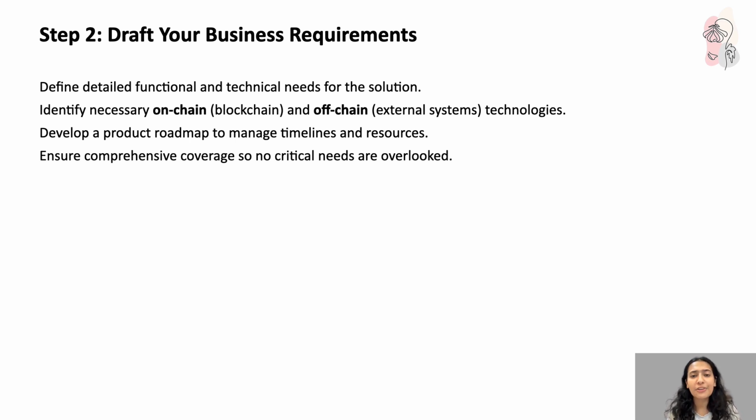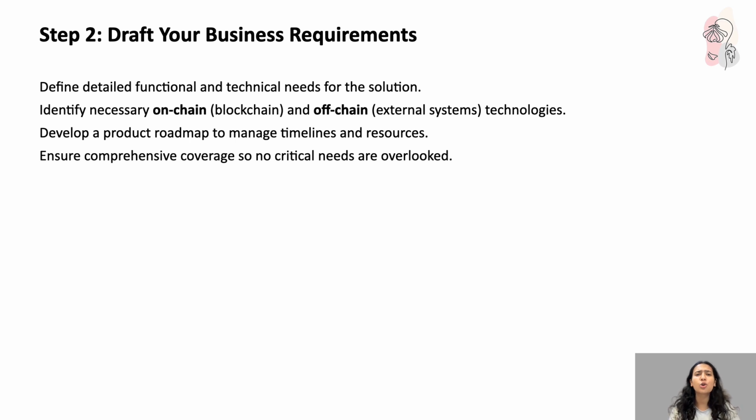And then identify which parts of your system should be on chain. That is where you need transparency, immutability, and decentralization. And then which parts are okay to remain off chain, that is in external systems or in databases, where you need scalability and flexibility. And from there, just create a product roadmap.